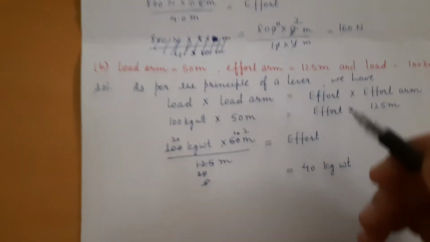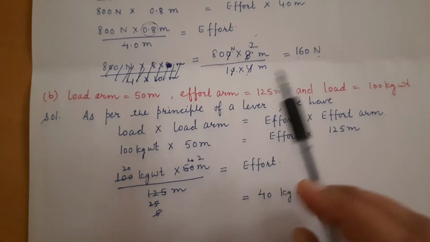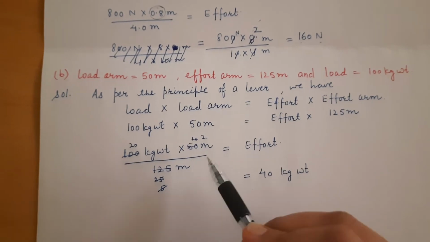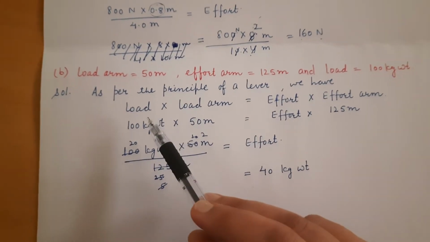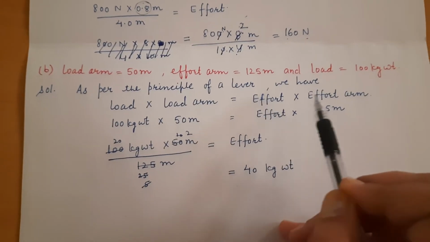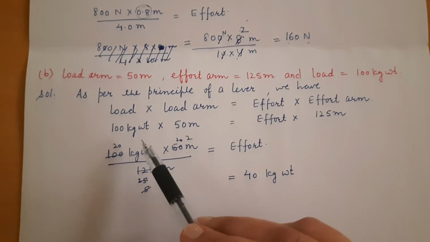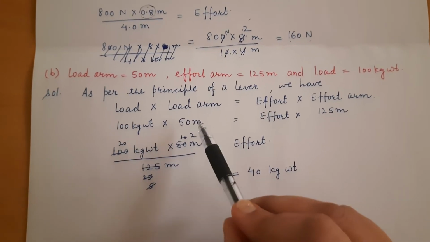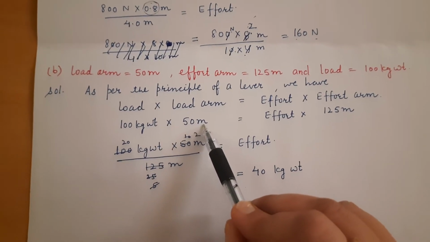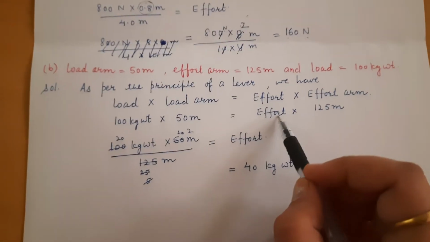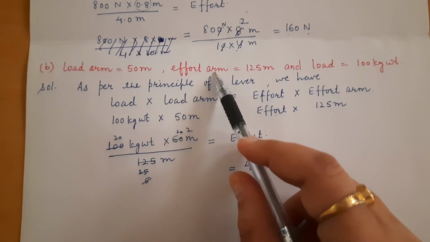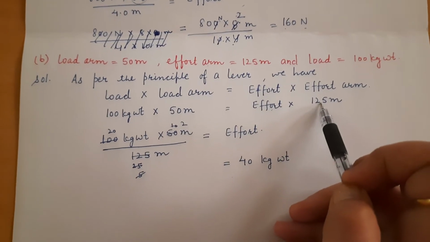The B part of the same question is, we are given the load arm, effort arm, and load, and we have to calculate again the effort. We will follow the same formula: load into load arm is equal to effort into effort arm. So 100 kg weight is given, the load, and 50 meter is the length of the load arm. Here we will put the effort. We have to find the effort, and we will put the length of the effort arm, that is 125 meter.